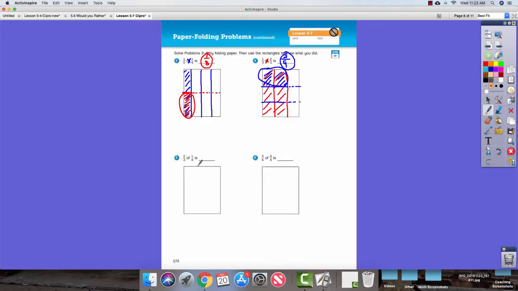So 2/3 of 1/4. So again here, I have 1/4 to start. I could say that's really saying 2/3 times 1/4. So I'm going to split this rectangle into 4 equal parts, and I'm going to show 1/4 of it. So I'm going to shade in 1/4 of this rectangle.